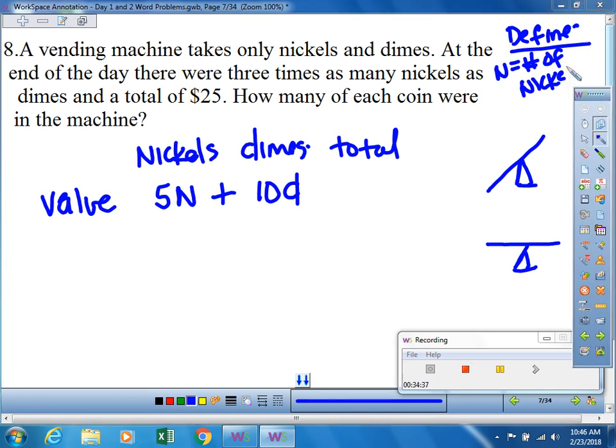What's the value of a nickel? 5 cents. Value of a dime is 10. When you have a value statement, you need to attach the value to your variable. What's my total value here?